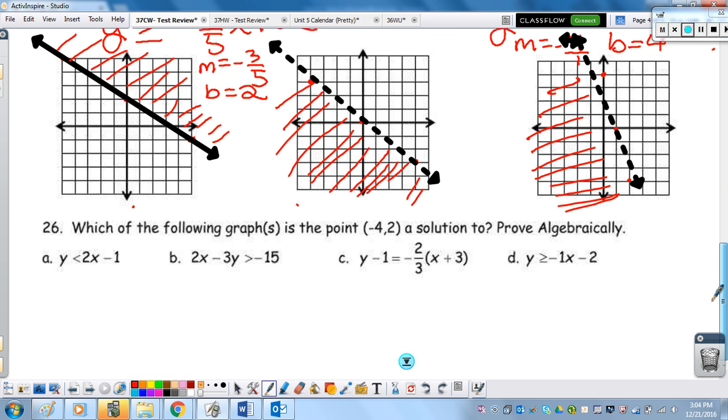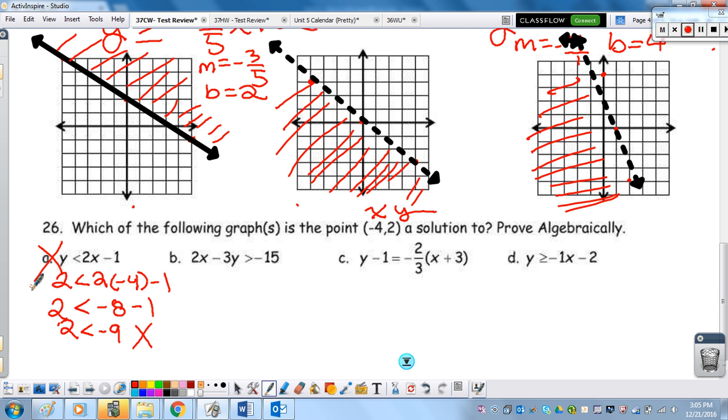Now, we have one more problem. It says, which of the following graphs is the point negative 4, 2 a solution to? Prove algebraically. All that really means is take the x of negative 4, take your y of 2, and plug it in. See if it works. So if 2 is less than 2, parentheses negative 4 minus 1. So 2 is less than negative 8 minus 1. So that means 2 is less than negative 9. Is that true or false? That is false. So that's why it cannot be A. A is not a solution.